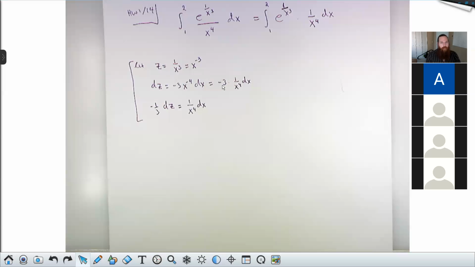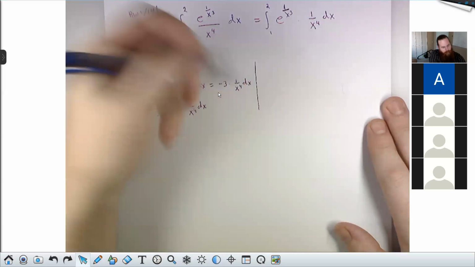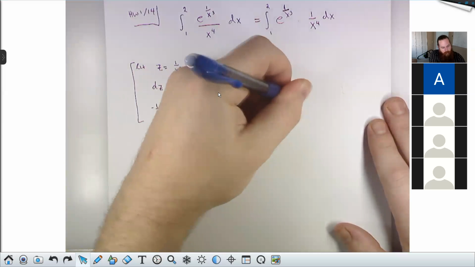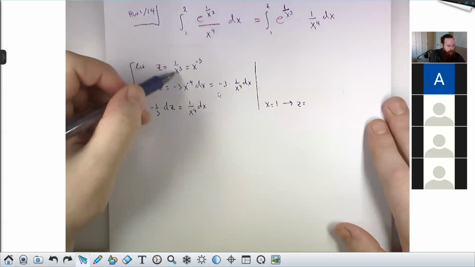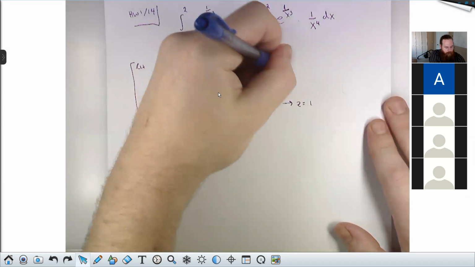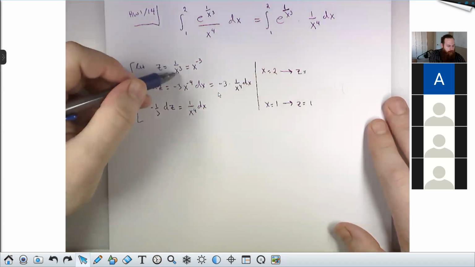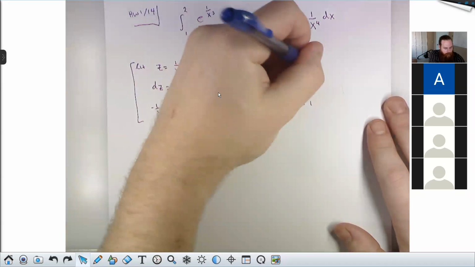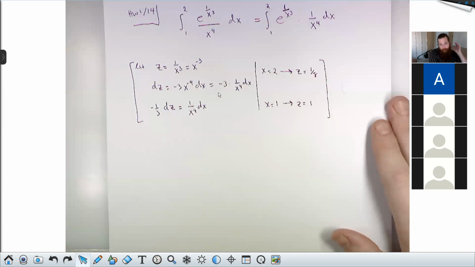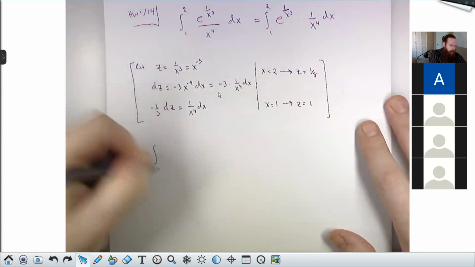The other thing I must do is change my bounds. So we'll do that here. When x is equal to 1, z would be equal to, let's see, 1 over 1 cubed. That's still 1. And when x is equal to 2, z would be equal to 1 over 2 cubed. Well, 2 cubed is 8, so it's 1/8. So here's all the stuff from my substitution. And when we plug it in, my integral goes from 1 to 1/8.